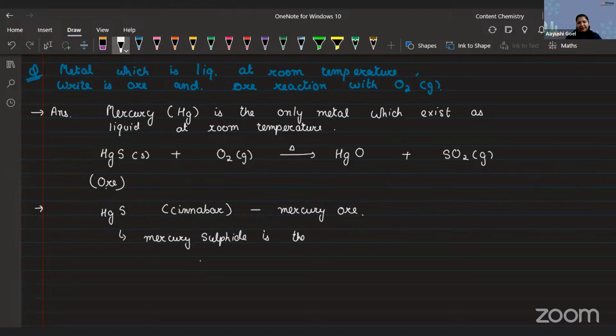Mercury sulfide is the mercury ore. They can't cancel this part. This is absolutely correct. This is mercury sulfide only. And this is the ore also. Got it? So this is how you need to write the answer. If you don't know anything about it, don't panic. Write anything or everything about the portion which you know. Is this part clear?